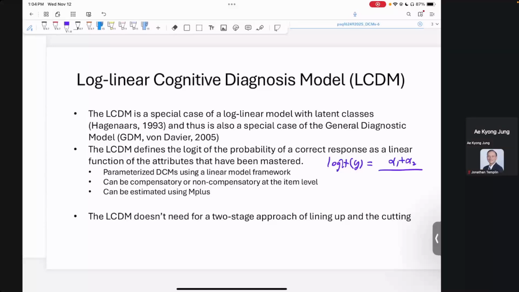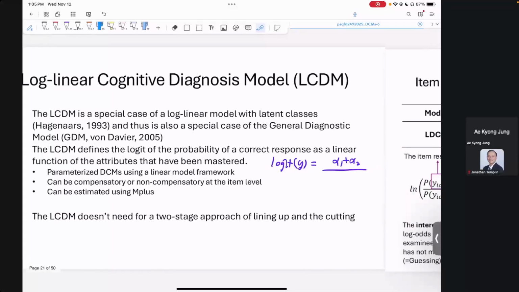And in the LCDM, there are two assumptions, compensatory model and non-compensatory model. This is an assumption under the model, and it can be estimated through Mplus. And the LCDM doesn't need a two-stage approach for lining up and cutting. As we said, we don't need a standard setting to get a cut score to divide people into two different parts. So after the LCDM, we can get the discrete latent variable and give that kind of information.